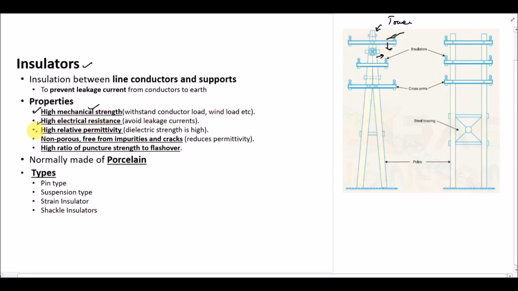It also should have high relative permittivity. It should have a high dielectric strength, and dielectric strength is the measure of the maximum electric field that a material can withstand. If I have to define the dielectric strength, it is the maximum electric field that a material can withstand.